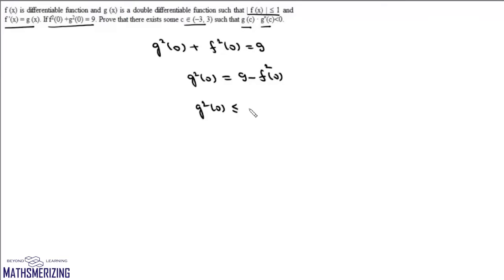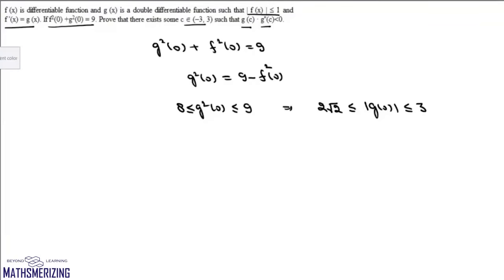Now we are given that g0 square plus f0 square equals 9. We can write g0 square is equal to 9 minus f0 square. Now the minimum value of f0 square is 0 and the maximum value is 1. So we can write g0 square will be less than or equal to 9 and greater than or equal to 8. So from here we can say mod of g0 will lie between 2 root 2 and 3.